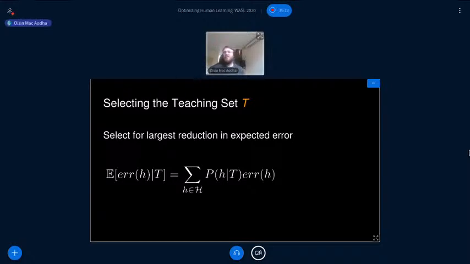Okay, and so then the actual optimization itself that the teacher performs. So now we have this posterior with respect to each hypothesis, given the teaching set we've got so far. We can also generate an error associated with each hypothesis because we know the ground truth label, and so the target hypothesis that we want to teach will have an error of 0. And so then the teacher's goal is basically to select items to add to this teaching set T that will result in the largest reduction in this expected error. Okay, so we want all the mass of this distribution biased towards the ground truth hypothesis.